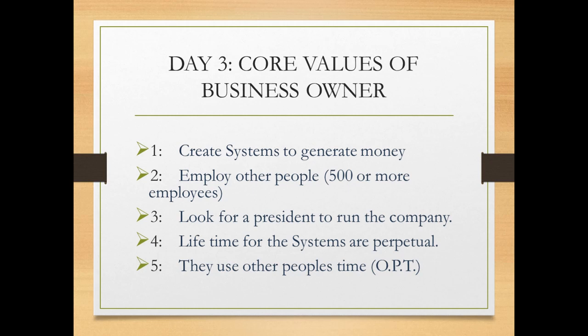1. They use other people's time and money to make more money. 2. Business owners employ other people, 500 or more employees. They create business systems to generate money. 3. They employ a president to run the company on their behalf. 4. The lifetime of the business systems is perpetual. Once business owners have generated more money, they can use different investment vehicles to generate more money.